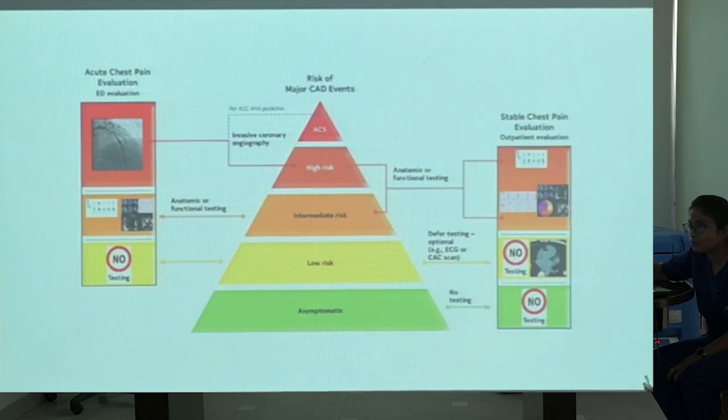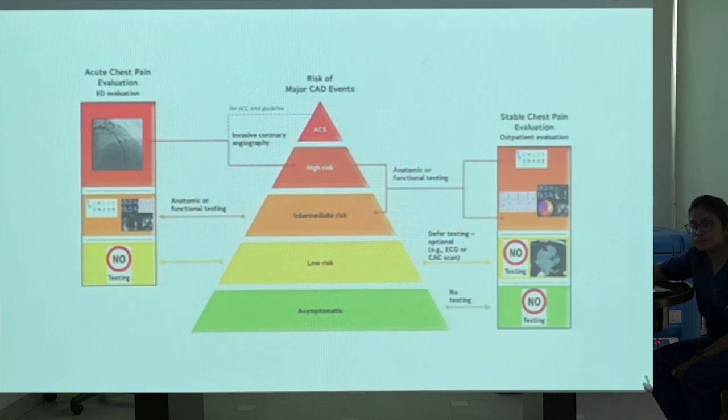This pyramid shows the different risk factors of the patients accordingly, from asymptomatic to the high risk and ACS prone patients, and the different testings we should do as per the risk of the patient.